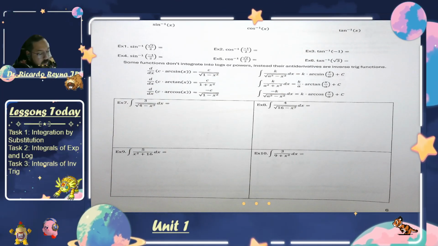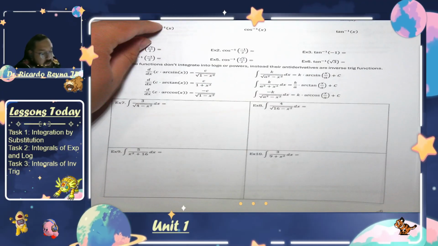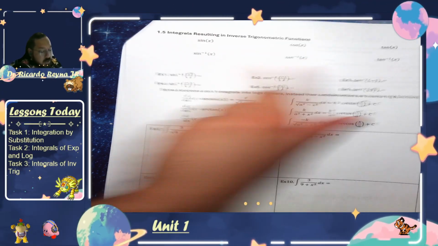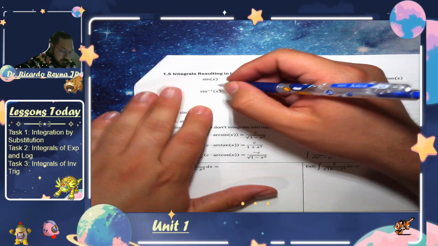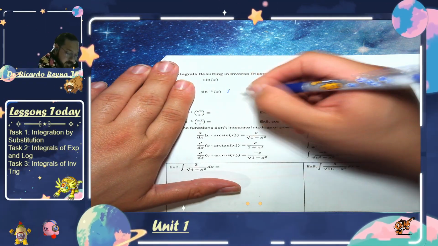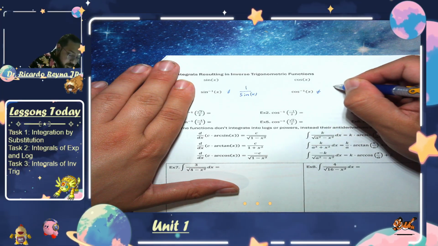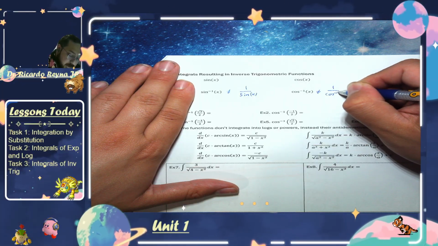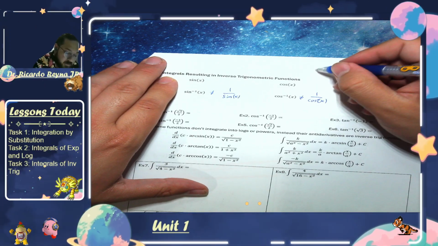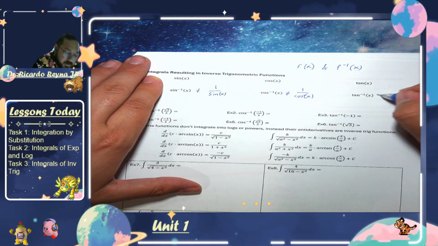Now, let's do integrals that have inverse trig functions. Now, recall the idea of the trig functions and their inverses. This does not equal 1 over sine of x. It's the inverse, in that technical notation of f of x and f inverse of x. So please, please, please keep that in mind.